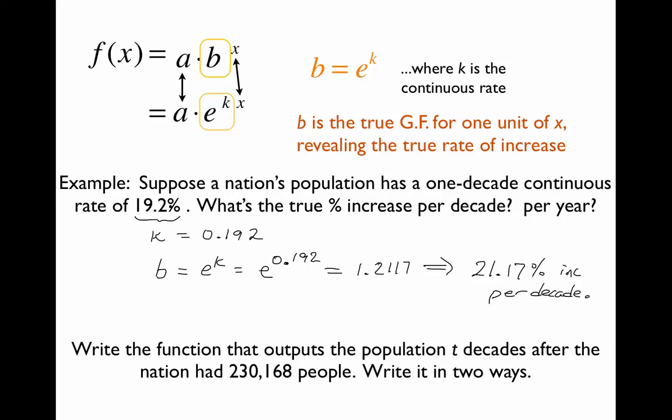Okay. So now, how do you find the true percent increase per year? Find the true percent increase per year. So that's review. See if you can do it. Everyone should be able to do this. We got 21.17% per decade. How would you find how the population is changing per year? Actual.